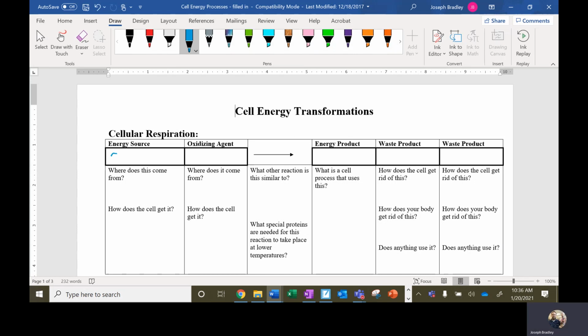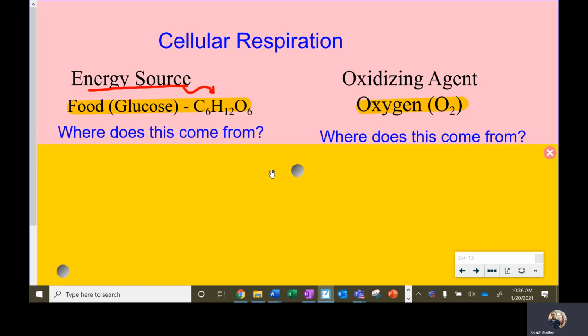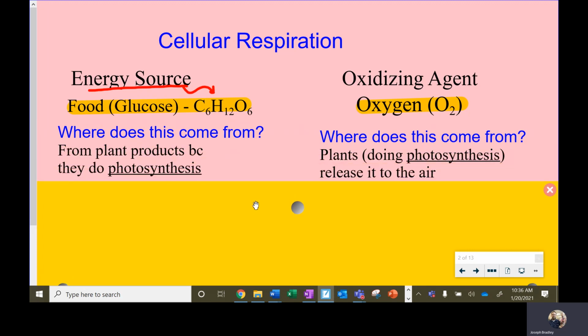So the energy source is glucose, and the oxidizing agent is oxygen. And then the questions below that you fill in here. The first question on there is, where does this come from? For glucose and oxygen, both of these are going to come from plants doing photosynthesis.